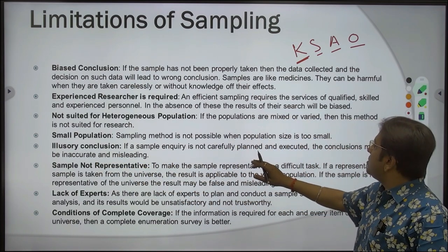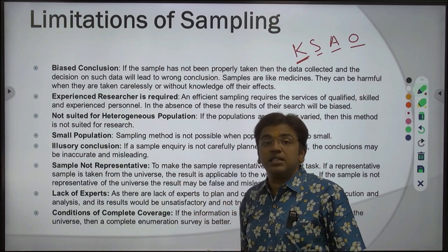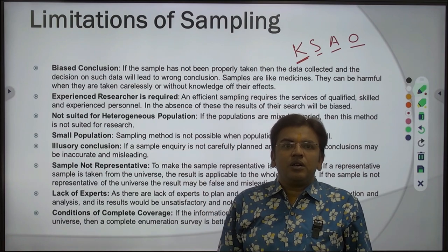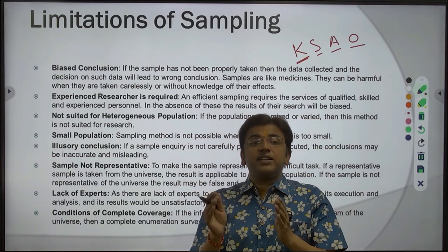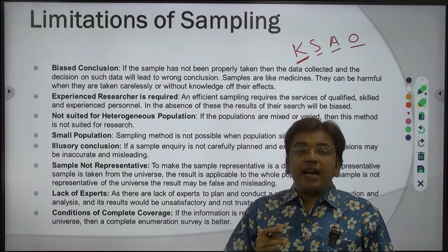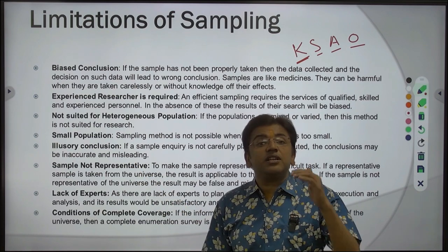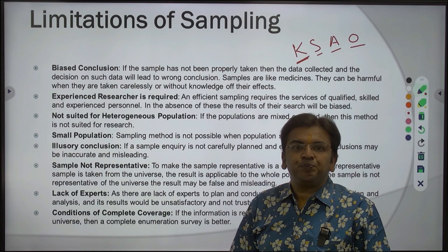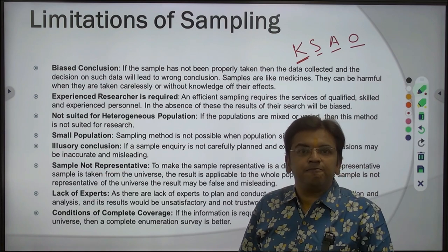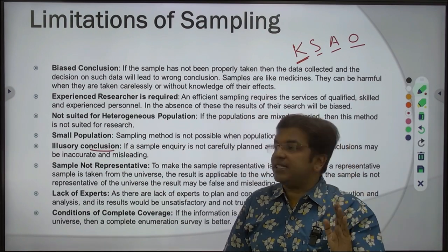Then illusory conclusion. If a sample inquiry is not carefully planned and executed, the conclusion may be inaccurate and misleading. Means sometimes the researcher creates an illusion. While taking out the inferences, while using different statistical tools, while taking out the result, he has an illusion in his mind. And while drafting the decisions or the conclusions and suggestions, this illusionary conclusion is harmful for the whole study. It can mislead and it can result in inaccuracy in the whole study. So here, a researcher should always be very clear about his study.